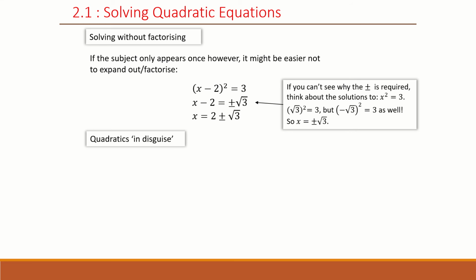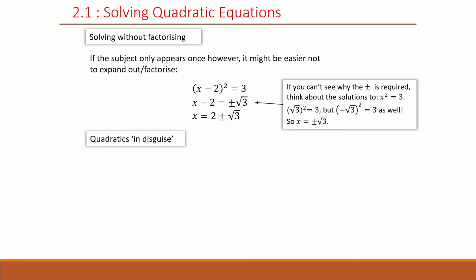x squared equals 3. So positive root 3 squared should give you 3, but minus root 3 squared should also give you 3. Therefore, x should be plus or minus root 3.